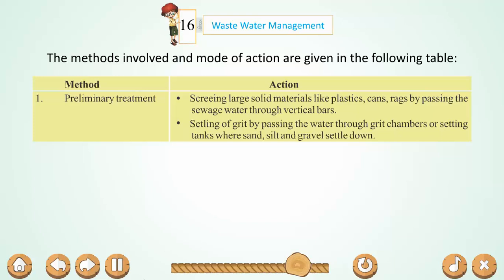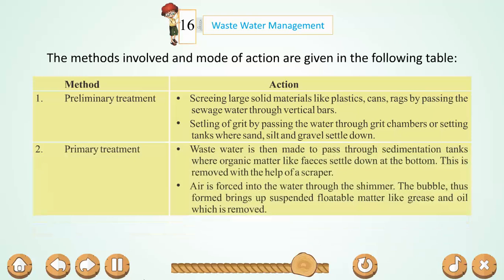Preliminary treatment: screening large solid materials like plastic, cans, rags by passing the sewage water through vertical bars. Settling of grit by passing the water through grit chambers or settling tanks where sand, silt and gravel settle down.